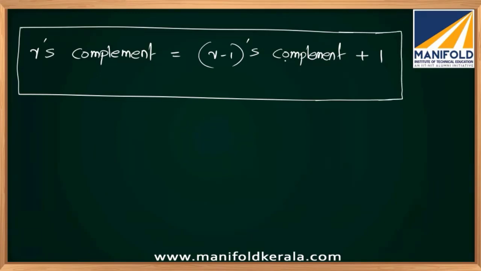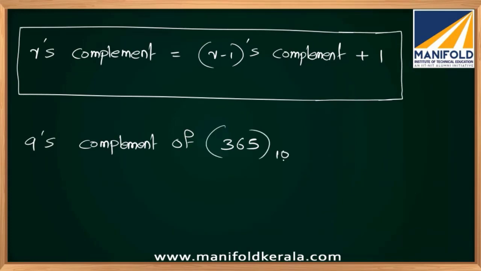In any base number system, this is always valid. Now let me ask you this. Can you tell me the 9's complement of 365 base 10? How do you find it? According to the basic definition, what is the 9's complement of 365? It is 634. That's correct. Now, how do you get that?